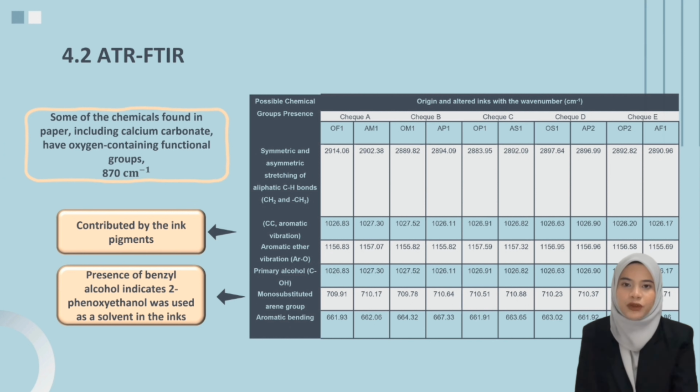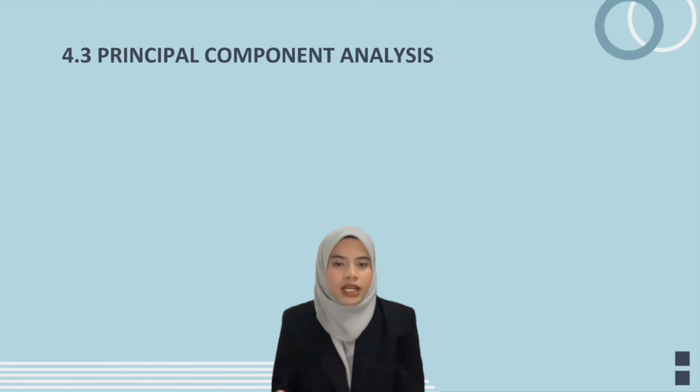Some of the chemicals found in ink and paper contain oxygen functional groups, which could explain the presence of a peak at around 870 per centimeter. As a result of their shared similarities in composition across functional groups, it was unable to assign a unique classification to each black ballpoint pen ink. These chemometric techniques focus on the prominent peak wave numbers within 3000 until 1000 per centimeter.